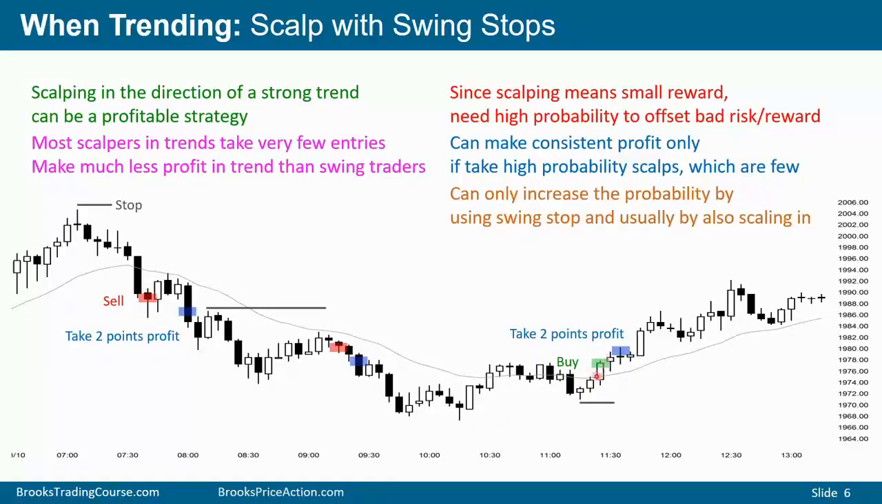A trader could buy this close knowing it's the third consecutive bull bar after a higher low major trend reversal, and the market's probably going higher. If he takes that buy, he has a high probability of making money putting a stop down here. And he could exit here, a 2-point profit, a small scalp.